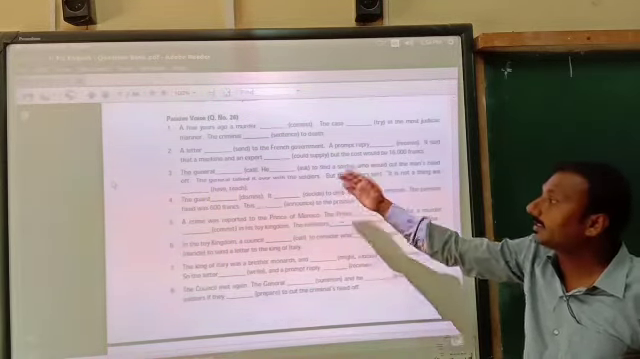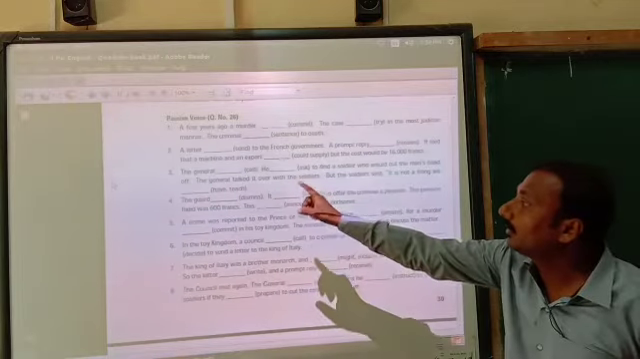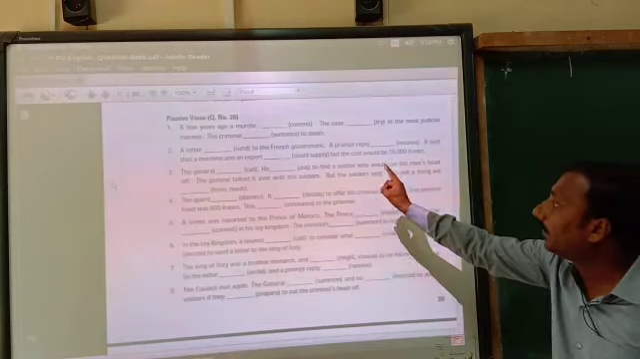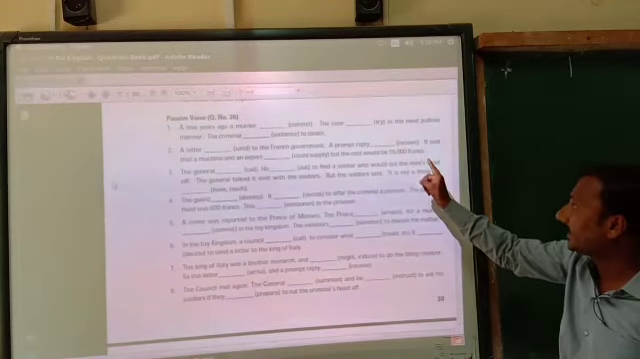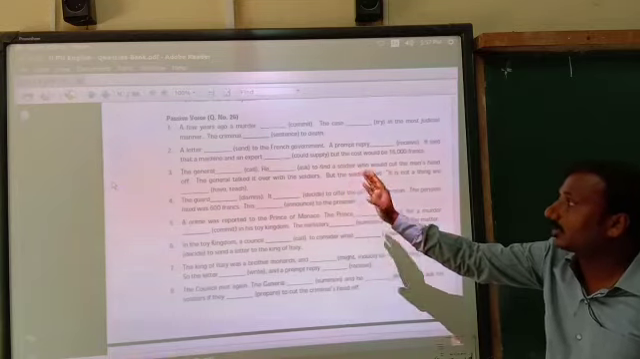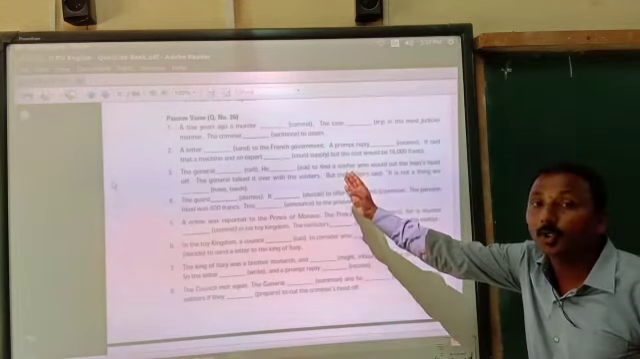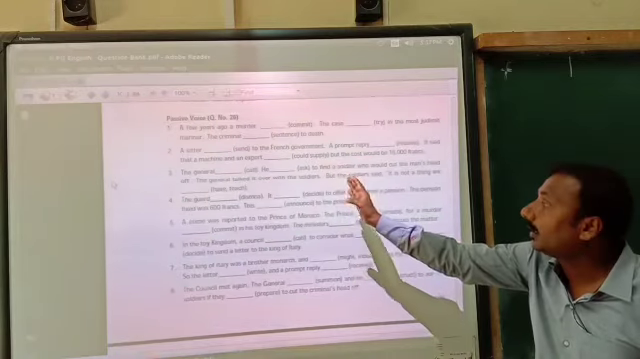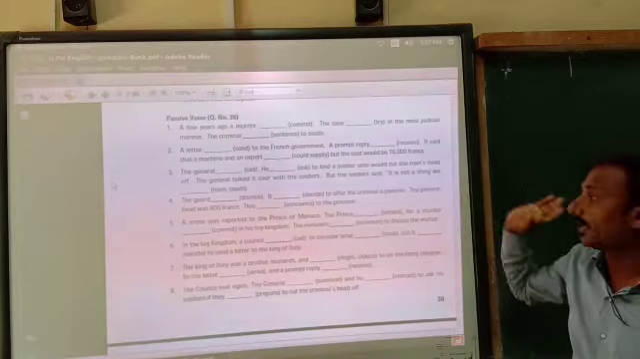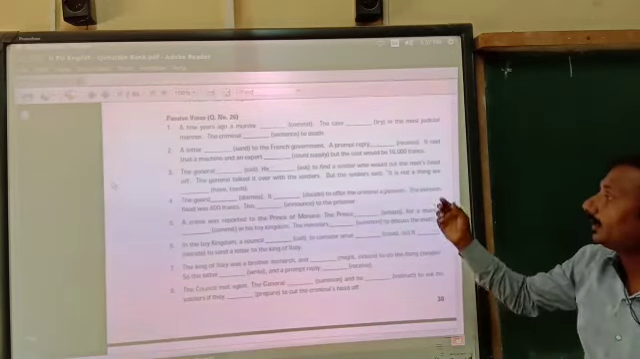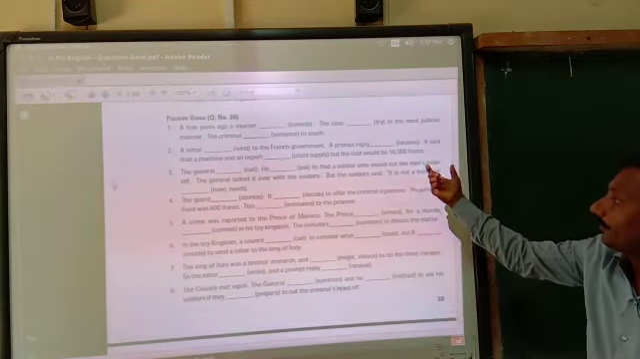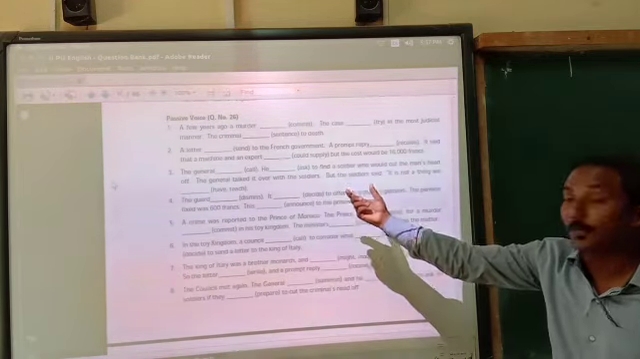Okay. Then second example: a letter was sent to the French government. A prompt reply was received. It said that the machine and expert, and they give a verb, could, just we add could be supplied, but the cost would be 16,000 francs. So that's over, and you write was sent, was received, and could be supplied.